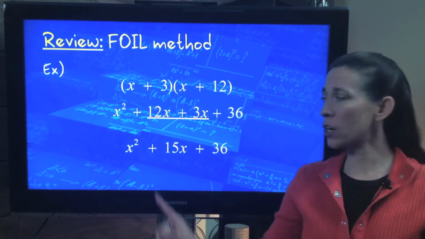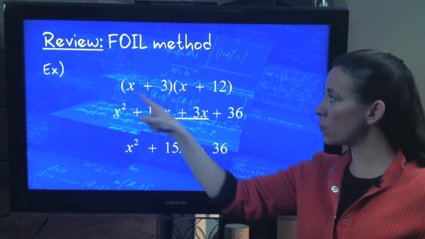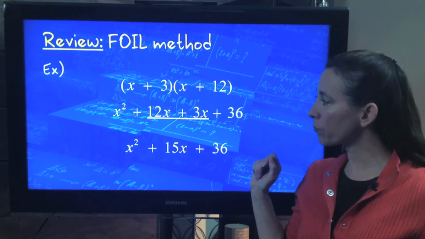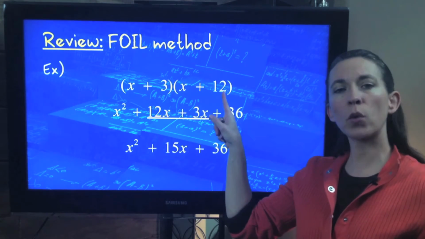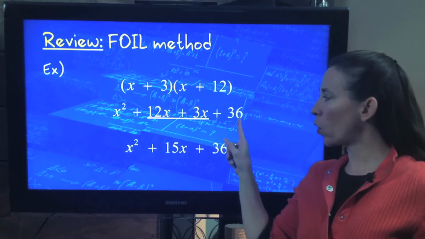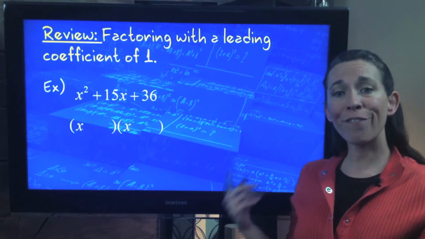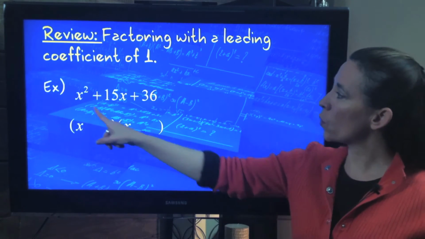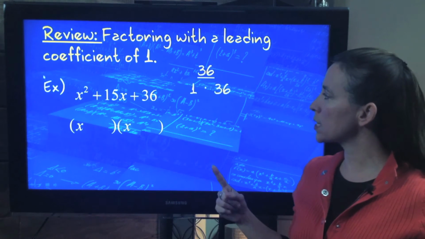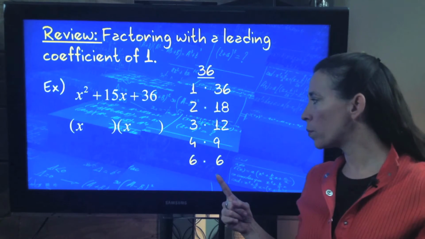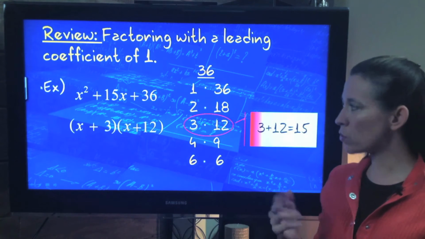Noticing the pattern here, when your first coefficient is 1, and those get distributed with this one here and this one here, our two middle terms have the same coefficients as the 3 and the 12. So the 3 and the 12 multiply to give us 36, add to the 15. So when we factor with a leading coefficient of 1, we're going to use that pattern. We're going to find factors of 36, and we're going to look for the pair that add to 15, and we'll use the 3 and the 12.